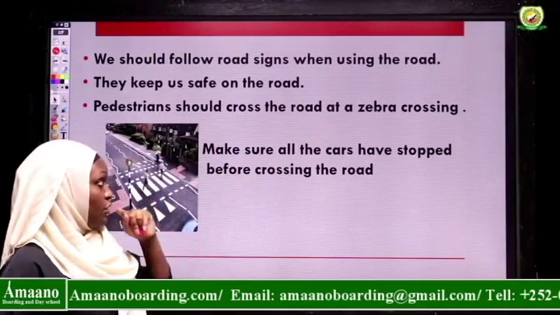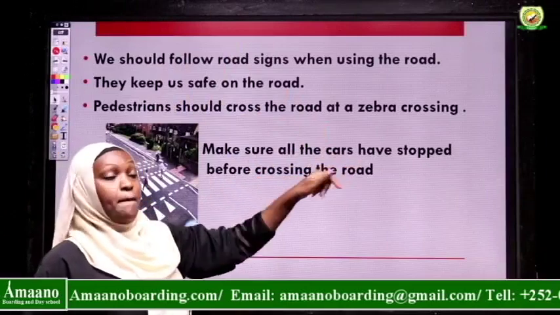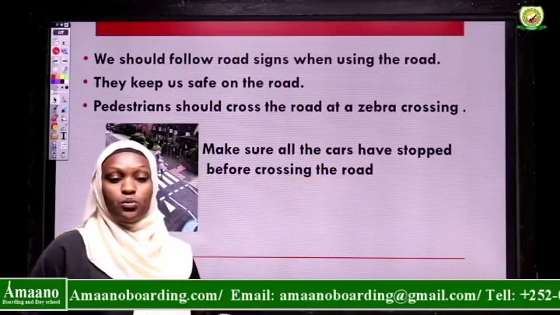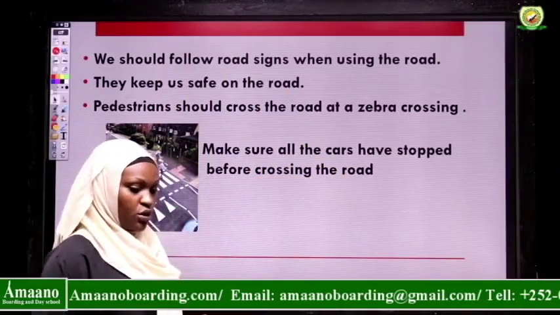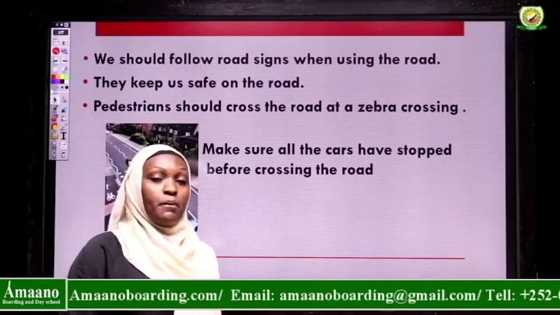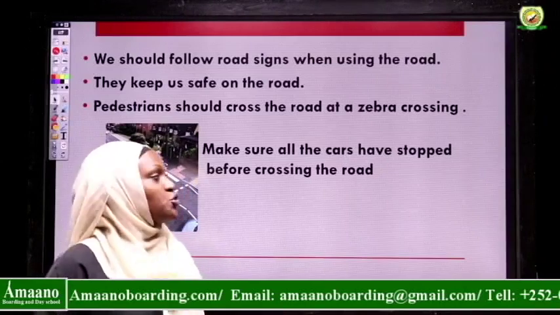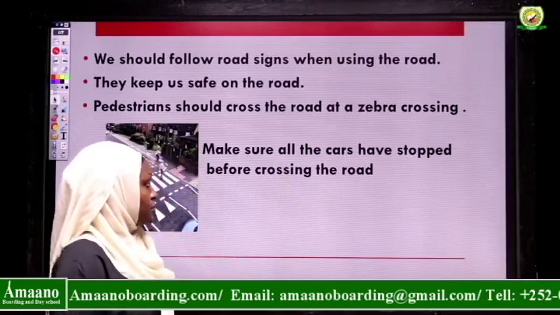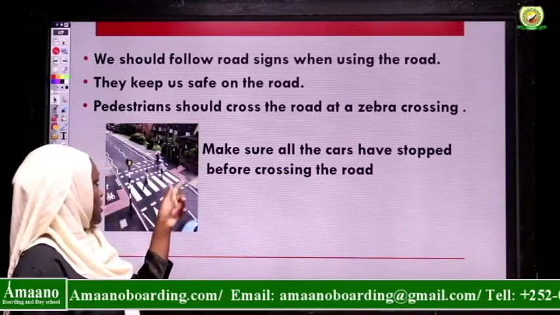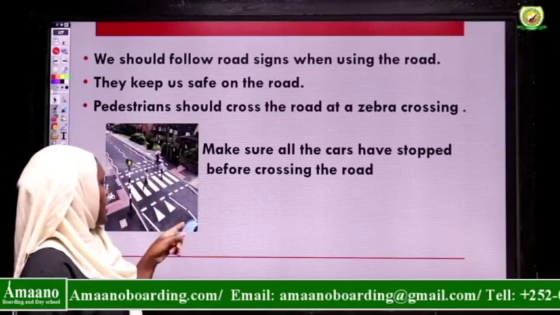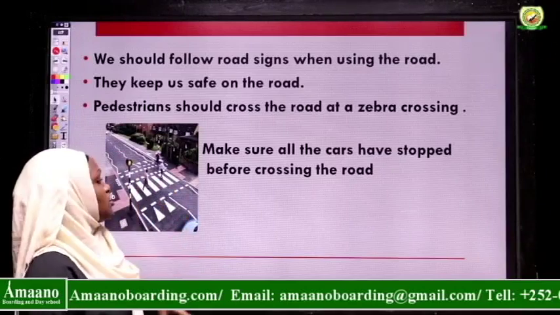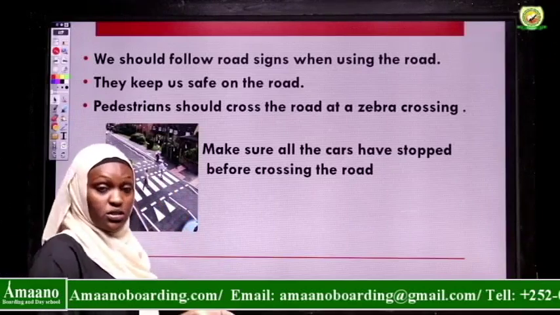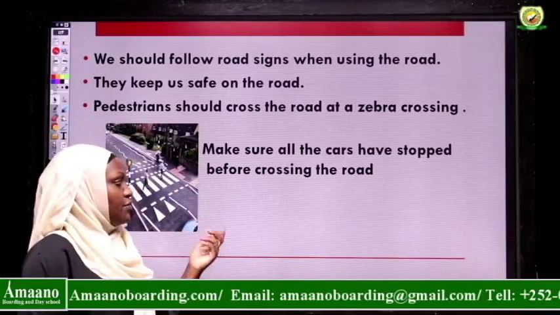For you to cross the road, make sure all the cars have stopped. The zebra crossing is used for people to cross the road, but don't just go and cross. You have to wait for the cars to stop, then you cross. You can see these ones are crossing the road. There is no car. All the cars have stopped on this side and the other side, so the people are now free to cross the road. So there they are safe.